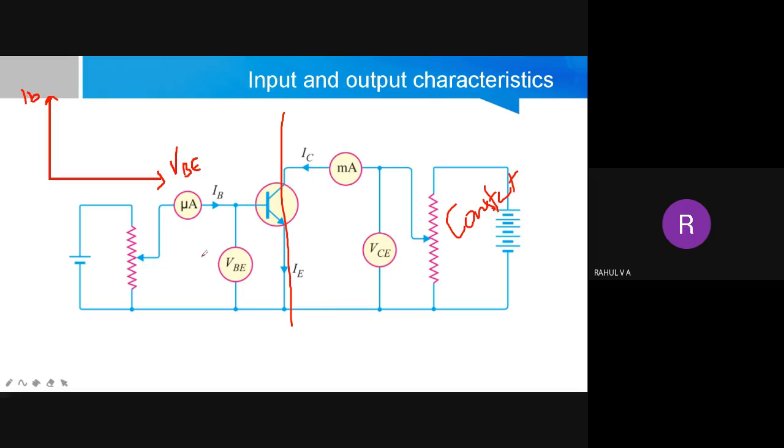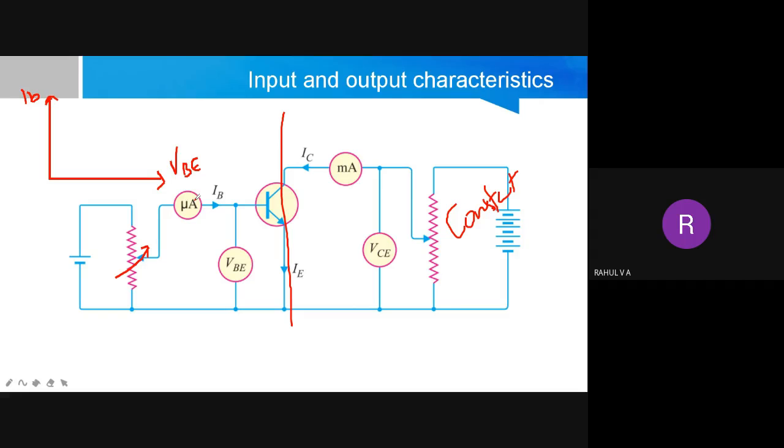Okay, so now how to plot means, I am going to change this VBE voltage by varying this potentiometer. Then every time I will be measuring VBE and the ammeter reading. First I will keep this VBE 0. At that time I will measure what is the current. Then I will increase the VBE to some 0.1, 0.2 volt. Then I will again read the IB value.